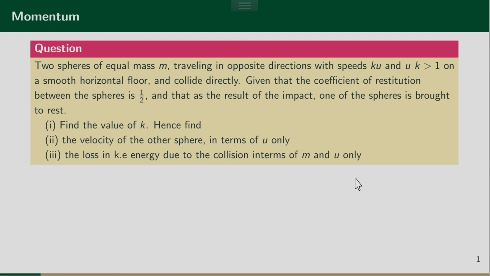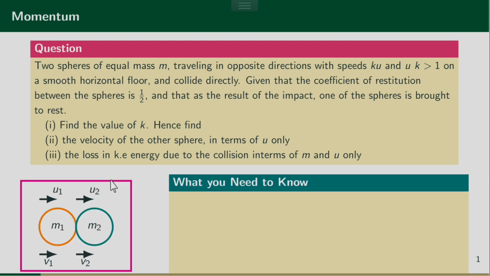Now, in mechanics, when you are given a question, it's always good to draw a diagram where you can represent all this information very concisely. So if I draw a diagram like this one, then the spheres are represented by these circles and their masses are m1 and m2. Above, I have the values for their initial velocity, and below I have the values for their final velocity.